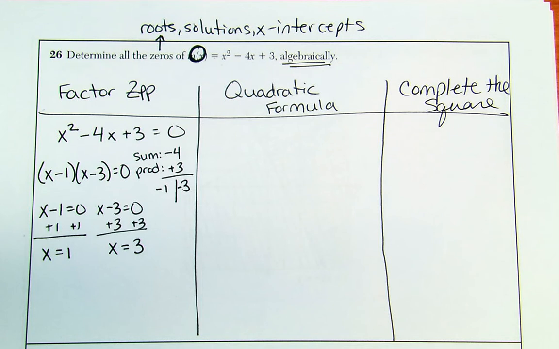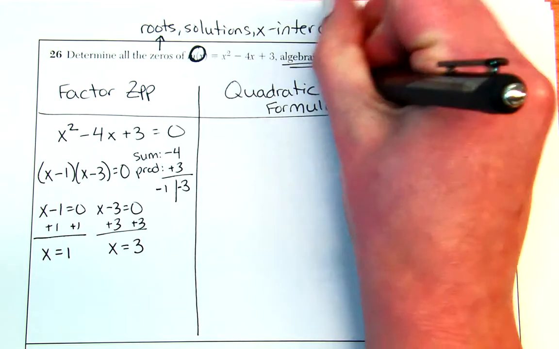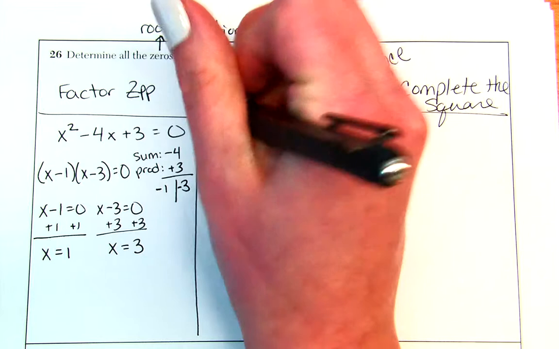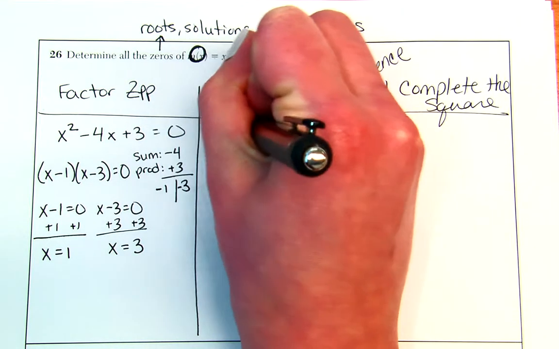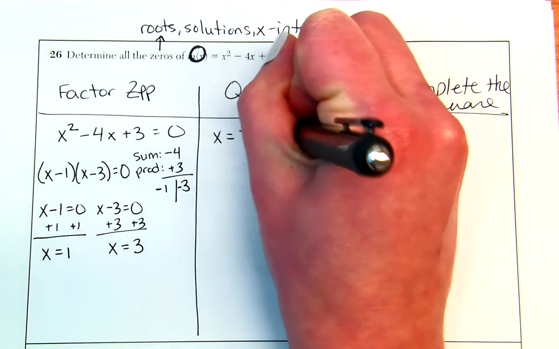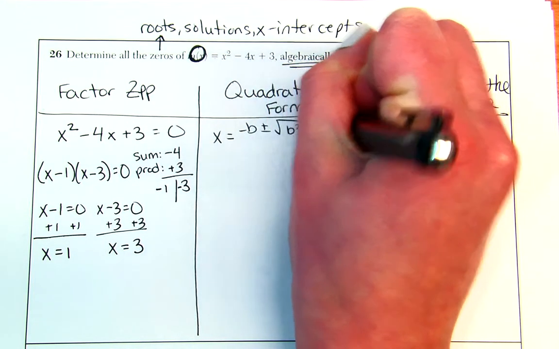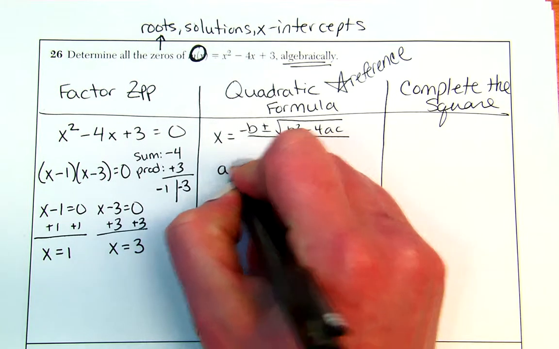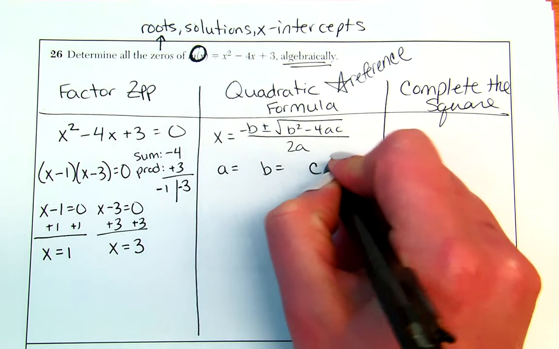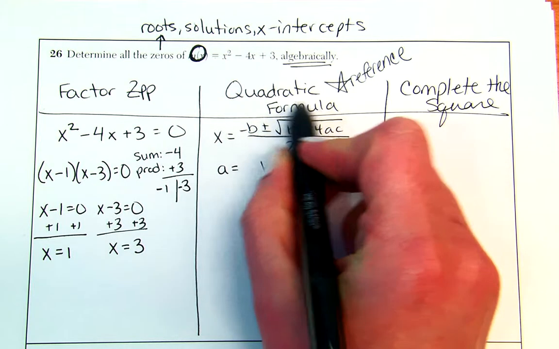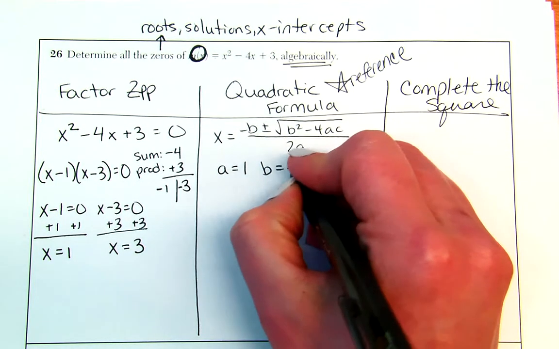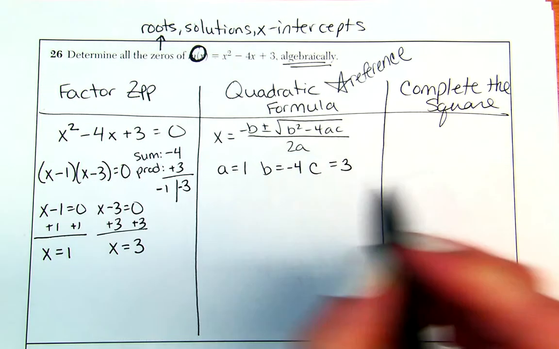So now we can do the quadratic formula. If you don't know where it is, you have to go to your reference sheet. It is at the back end of your Regents exam. It is x equals negative b plus or minus the square root of b squared minus 4ac all over 2a. And I need to start by identifying a, b, and c because that's what I'm going to plug into this formula. So a in this case is 1, b is negative 4, c is positive 3.